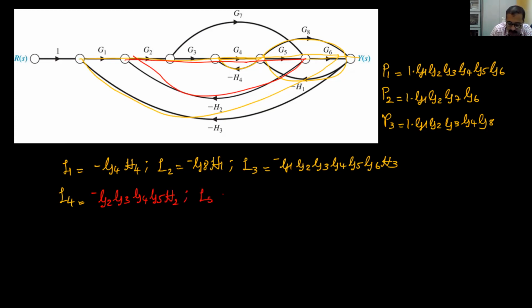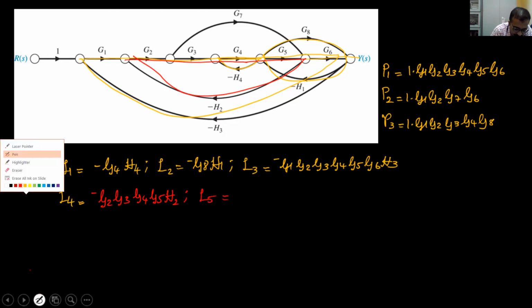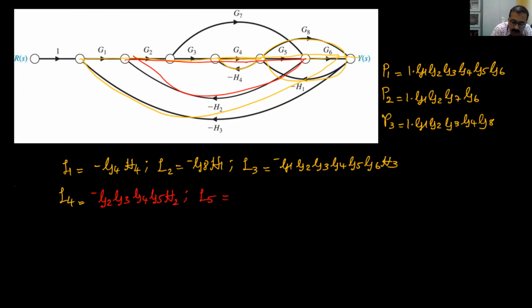Fine. Is there any other loop? Fifth loop? Yes, G2, G7, minus H2. That is also possible, right? G2, G7, minus H2. That is another possibility.